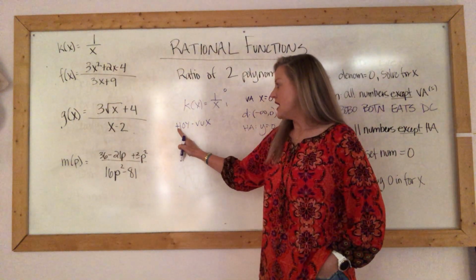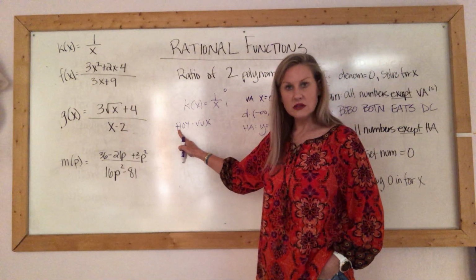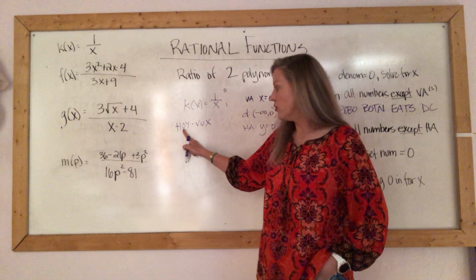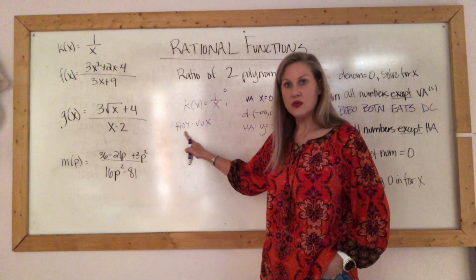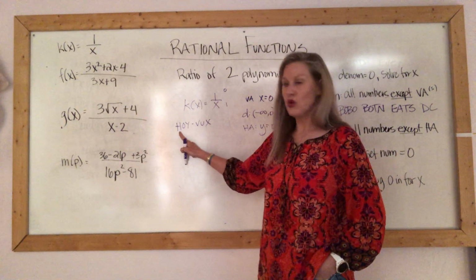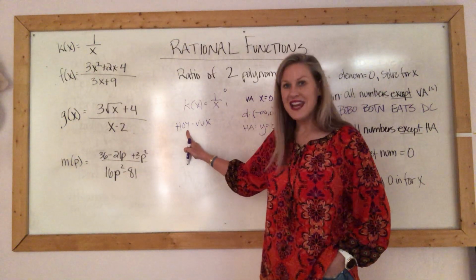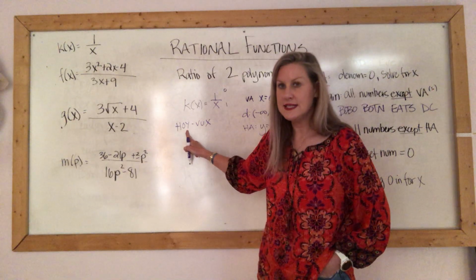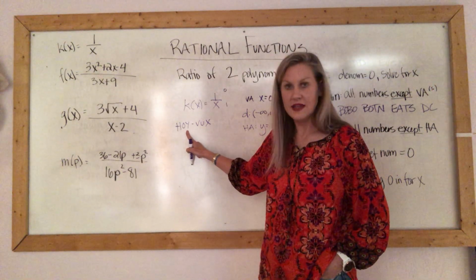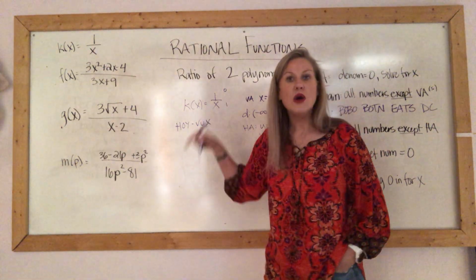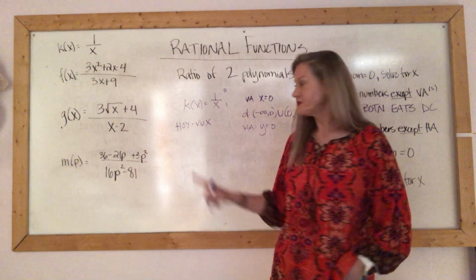Hoivux says H is for horizontal, O is for 0, 0 slope, Y is for Y equals. What this means is that horizontal lines have a slope of 0, and their equation only contains Y and a number. So a horizontal asymptote is going to be Y equals a number.